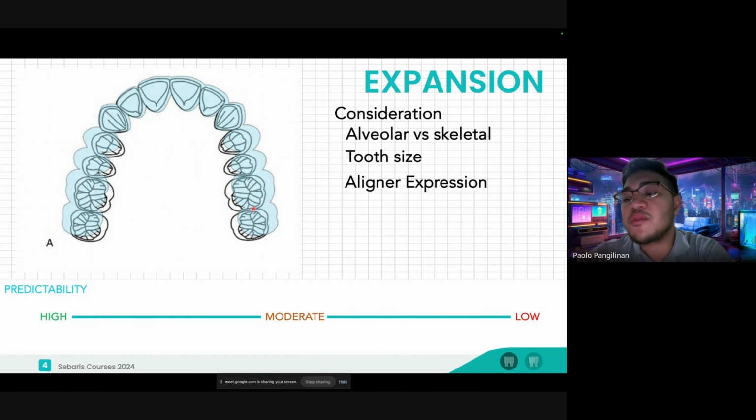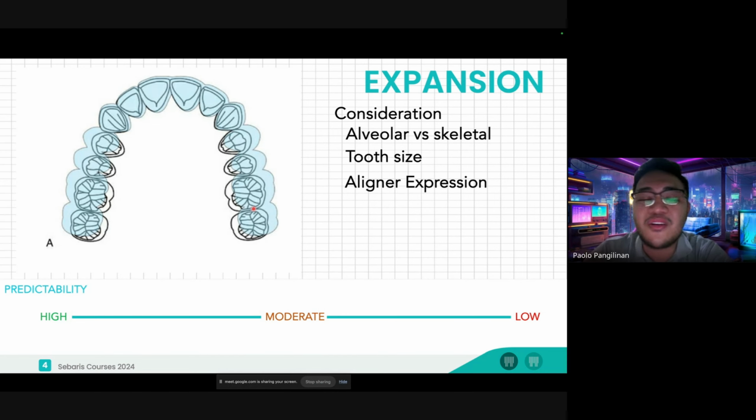So that's your distalization. Let's talk a little bit about expansion and what impacts its predictability. For expansion, of course, diagnosis and treatment planning is the start of everything. If your objective is to move alveolar bone, perhaps clear aligners can actually work. But if it's skeletal, even if you use clear aligners, you cannot expand the bone. You really need palatal appliances.